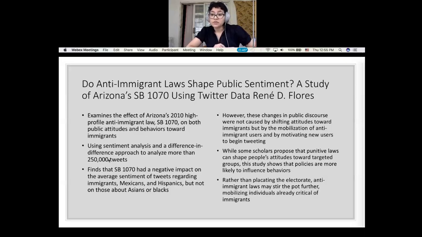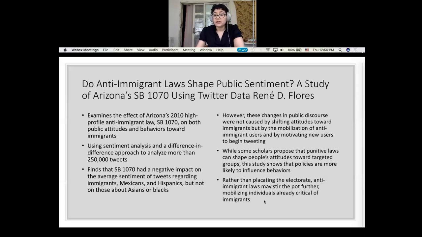And what they found, which was interesting, which you can find in content analysis, is dynamics and mechanisms, right? So this causal approach of the difference in difference can say, yes, there was a negative impact. But the content analysis is what allows them to see that the shifting attitudes weren't because of shifting attitudes towards immigrants, but because anti-immigrant users were more mobilized and motivated by new users to begin tweeting anti-immigrant rhetoric. And so they're saying, while some scholars propose that punitive laws can shape people's attitudes towards targeted groups, this study shows that policies are more likely to influence behaviors.